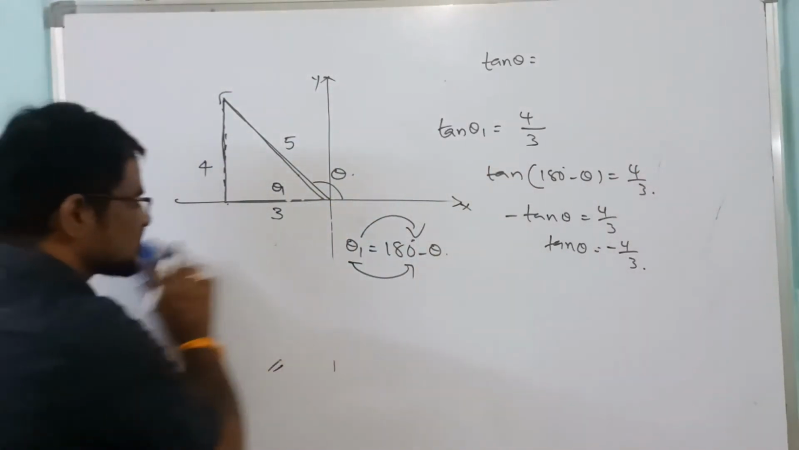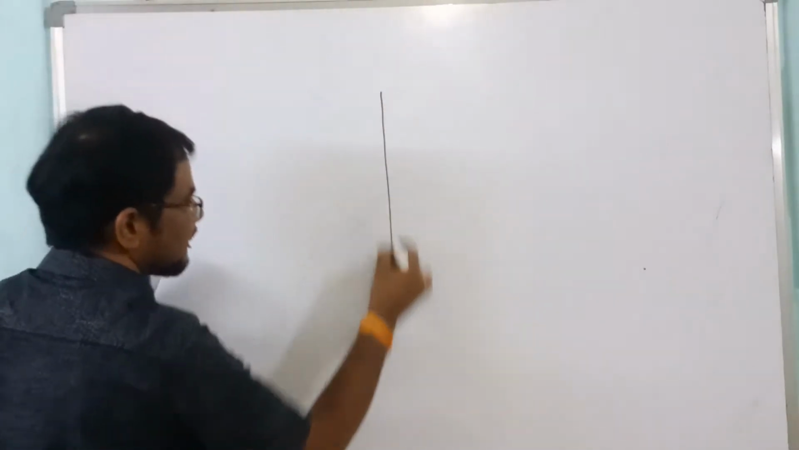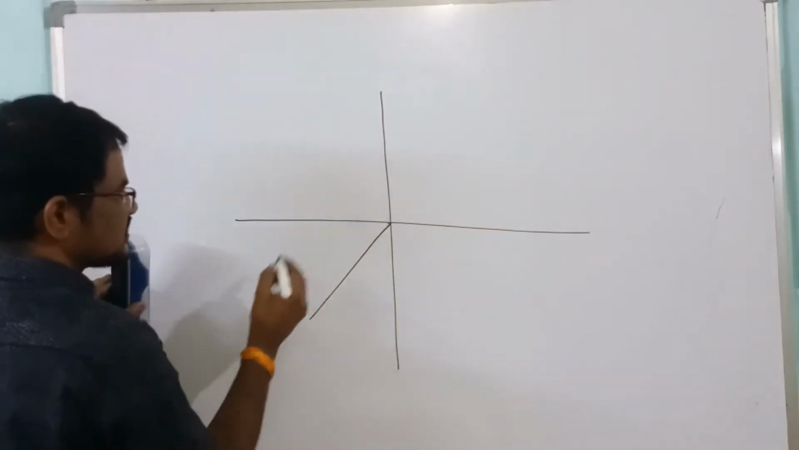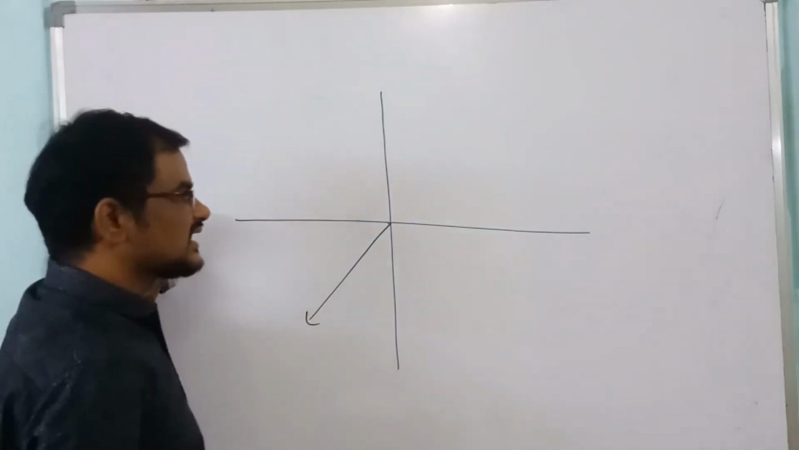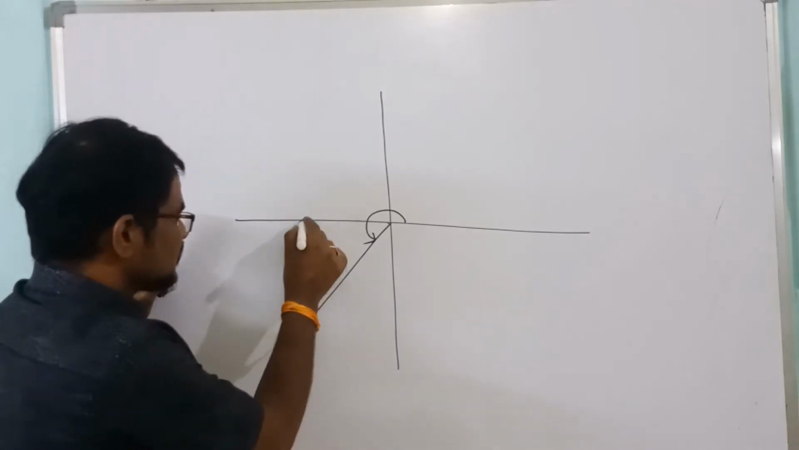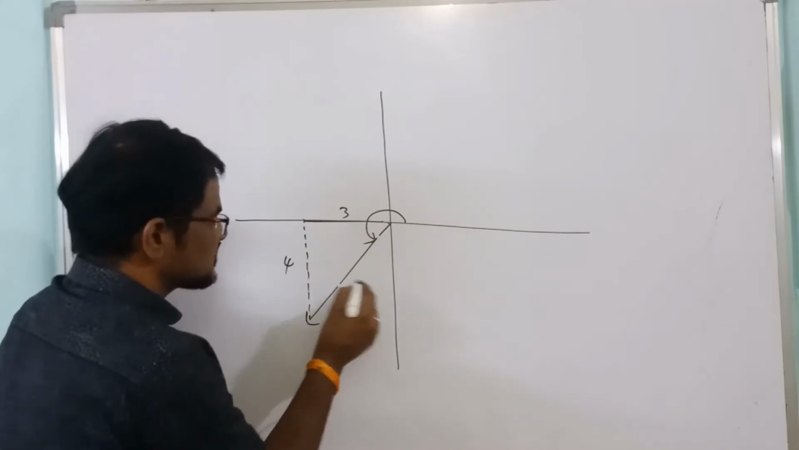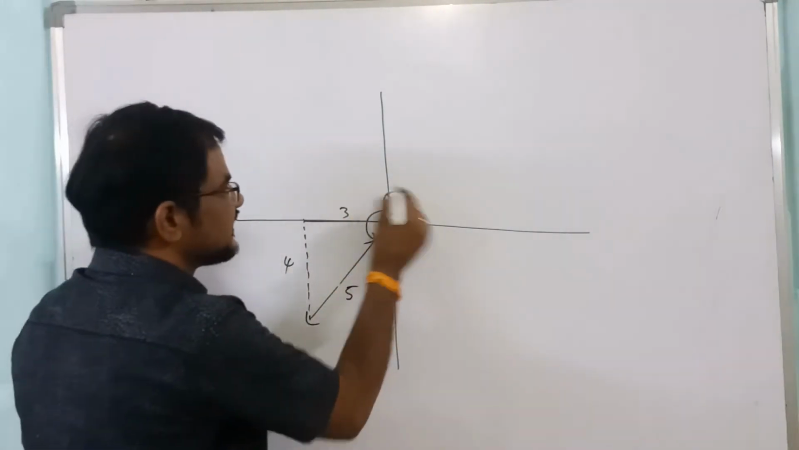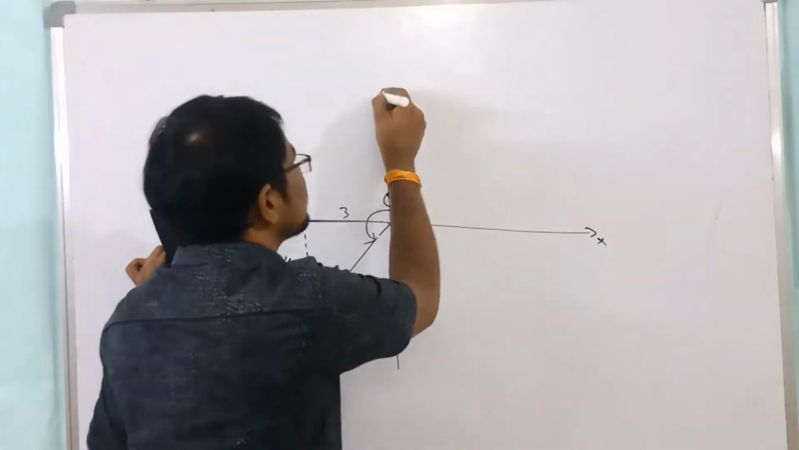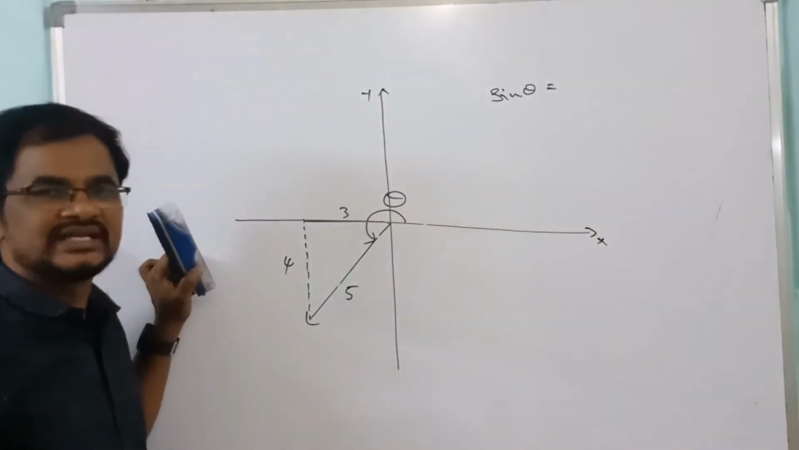Suppose the same information if you take in third quadrant, like this. Like this you take it, this is terminal side, angle lies in third quadrant. So if you join this one, here to here I will take 3, here to here 4, means here 5. So this is theta. Theta lies in third quadrant. If theta lies in third quadrant, how to find trigonometric values? Sin theta, cos theta, tan theta, like this.